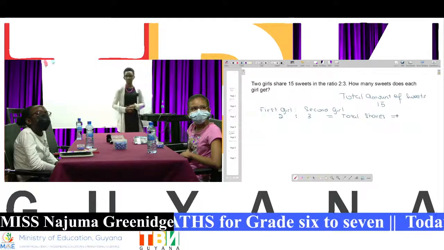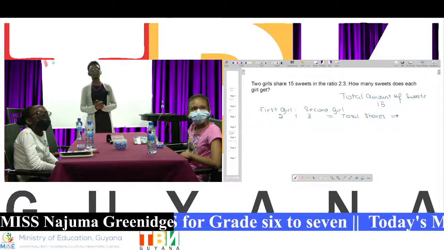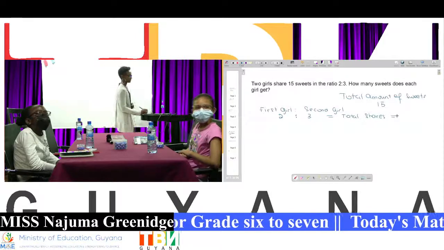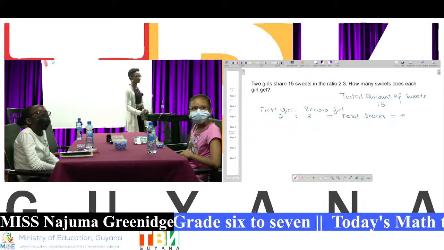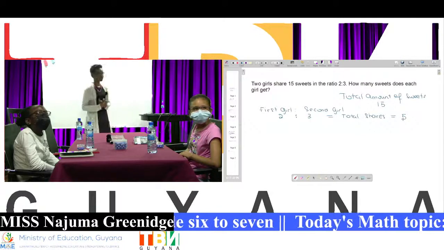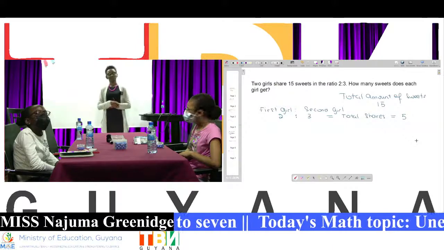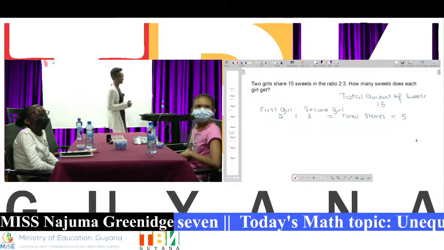Total shares equals 2 plus 3, which will give us 5. So who's getting the larger share, the first girl or the second girl? The second girl, because she's getting 3, right?